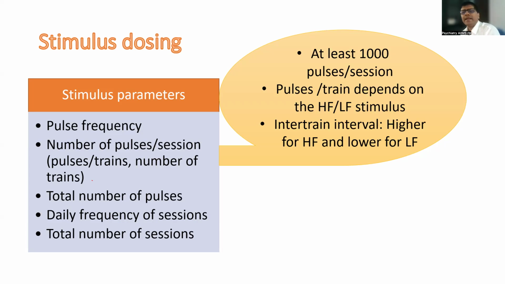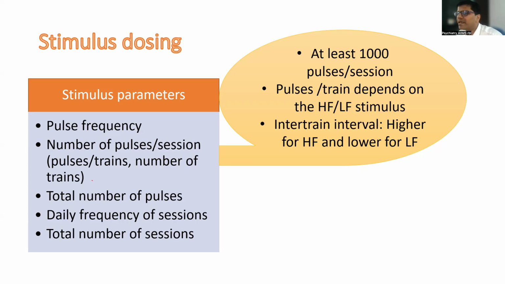Then again, the inter-train interval. So what is a train actually? A pulse is a single magnetic stimulus. When you are delivering a stimulus, you will hear a tick sound. That tick sound corresponds to one magnetic stimulus. The pulses are released in bunches. So you release 40 pulses at a given frequency, then you give a gap.